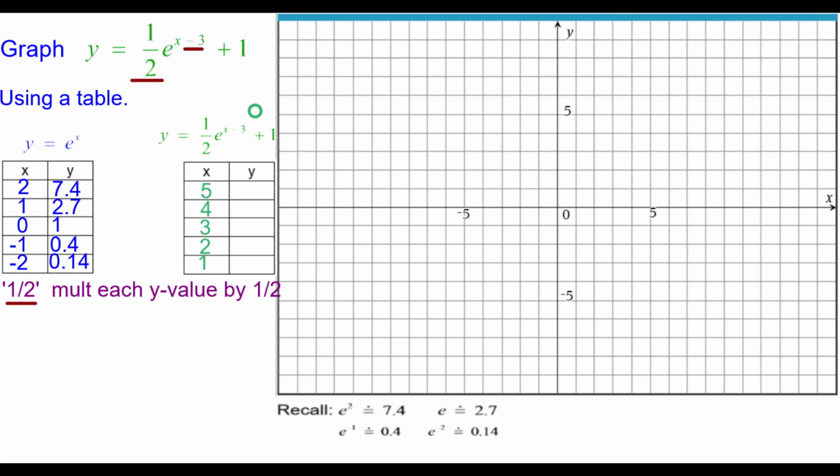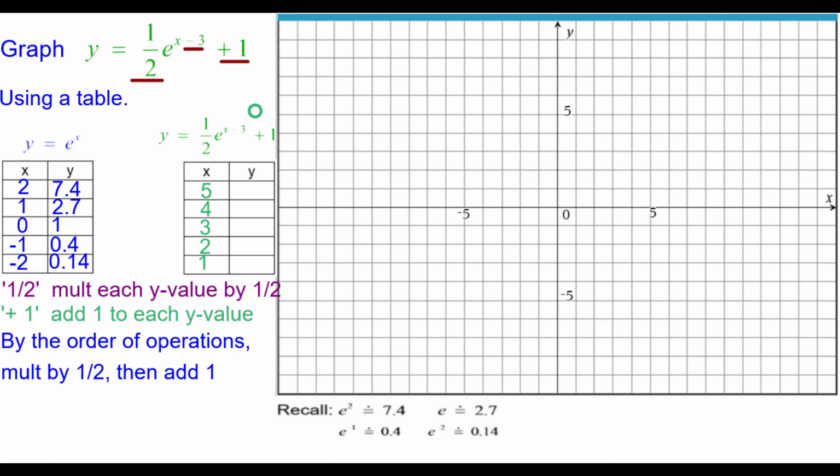The 1/2 multiplies each y value by 1/2, and the plus 1 adds 1 to each y value. So which one do you do first? Well, by the order of operations, we would multiply first and then add. And that's exactly what we're going to do. So we'll start with the 7.4 multiplied by 1/2 and add 1. Here we're showing those calculations.